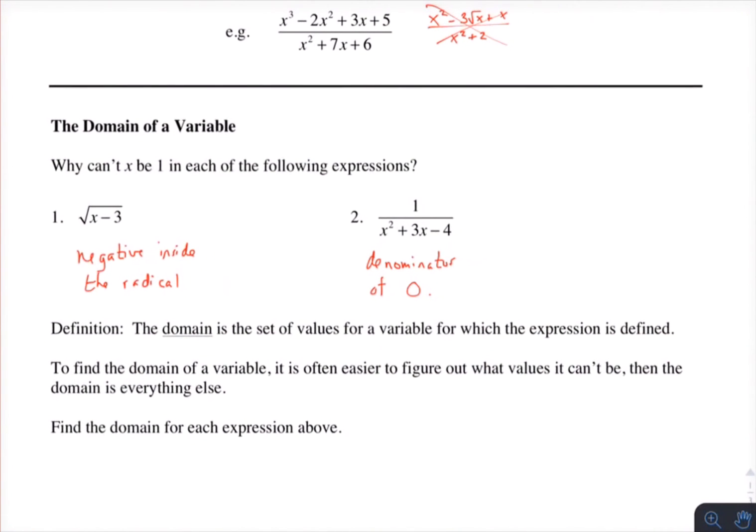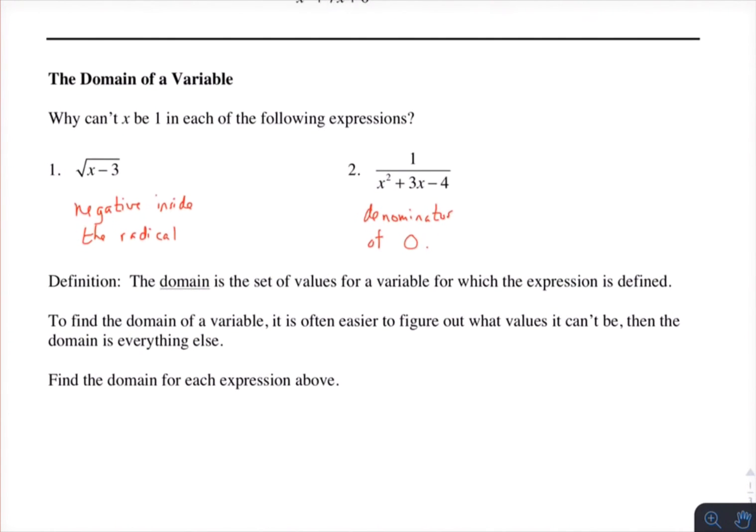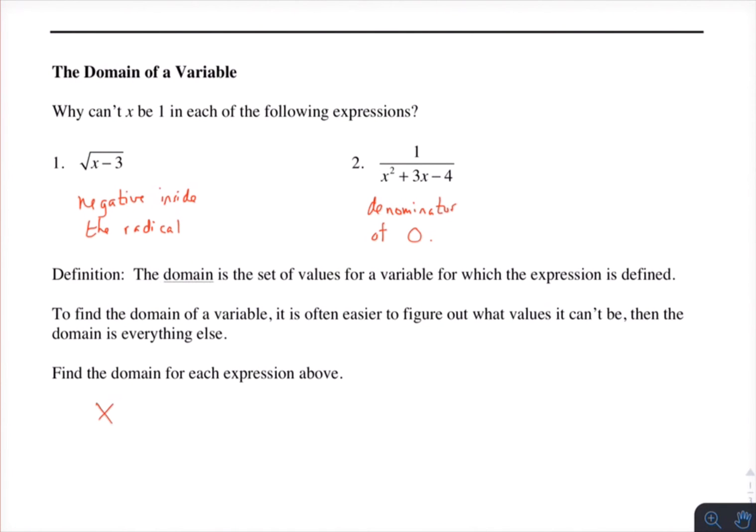So what we mean when we say domain is basically the possible values for the variable that make the expression defined. And so a lot of times to find the domain, we think about what values will make the expression undefined, like what values can it not be, and then the domain is everything else. So for each of the expressions above, in the first one, we want to make sure that x minus 3 is greater than or equal to 0. That will avoid a negative in the radical.